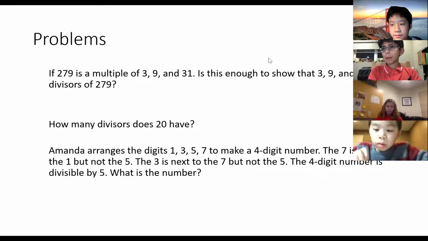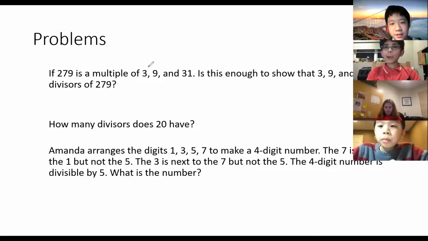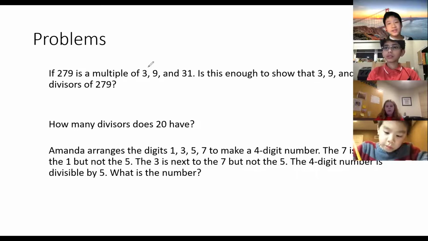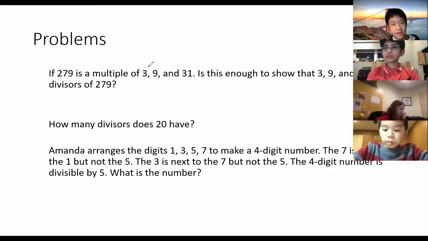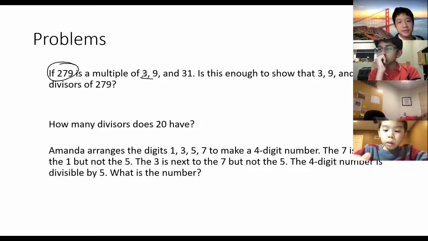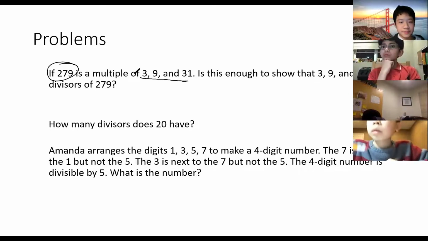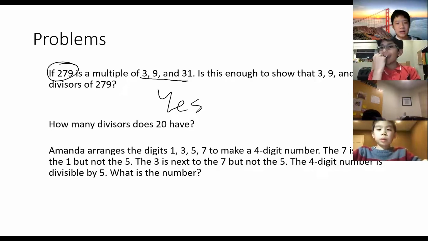Okay, is everyone done? Yes. Okay, let's go to the first one. 279 is a multiple of 3, 9, and 31. Is this enough to show that 3, 9, and 31 are divisors of 279? Yes, because multiples are the opposites of divisors. If 279 is a multiple of these numbers, they will be divisors of 279. So yes.